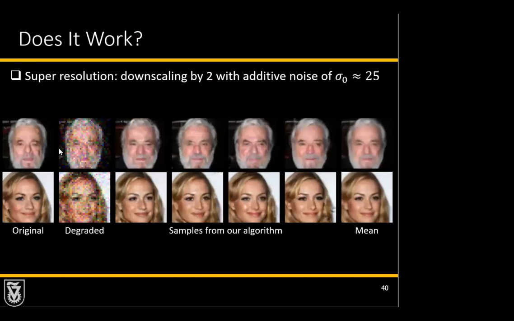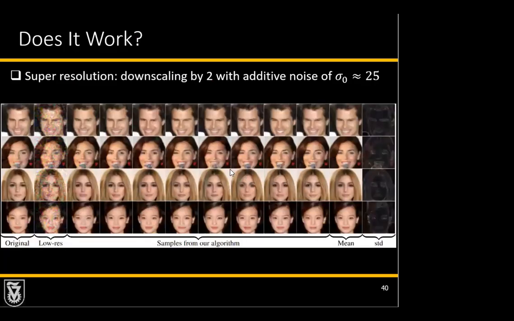So if we look at the first row, you can look at the different face expressions, the different eyebrows, right? Different hairstyles. And if we average all these samples from our algorithm, we get this mean, which as you can see is blurry because it is an approximation of the expectation, the MMSE. So if we see a broader image, you can see that here we produce 8 samples from every image. We obtain their mean and their standard deviation.